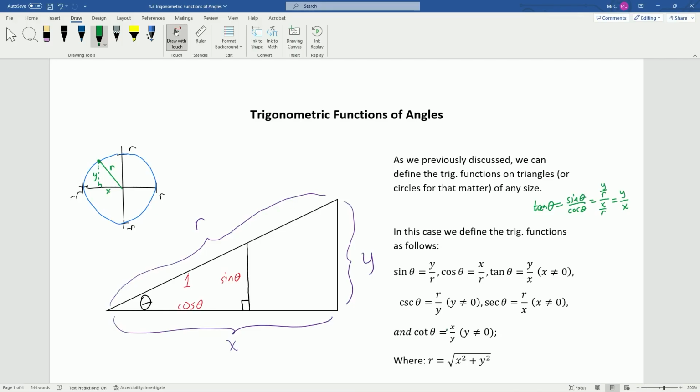Now, of course, another key thing to notice here is that this value r is the length of the hypotenuse of these triangles. So r will always be equal to the square root of x squared plus y squared. That's just the Pythagorean theorem. R squared equals x squared plus y squared. Take the square root.